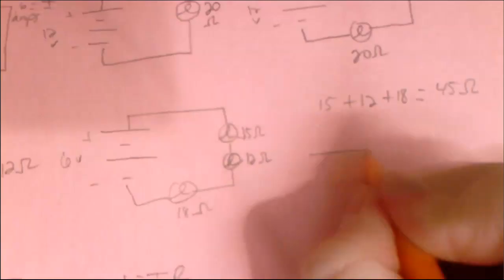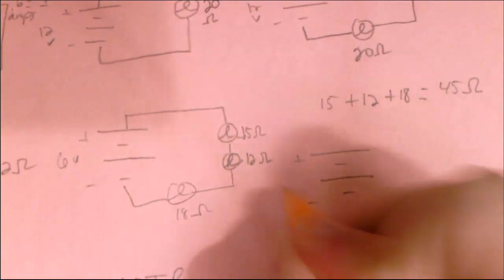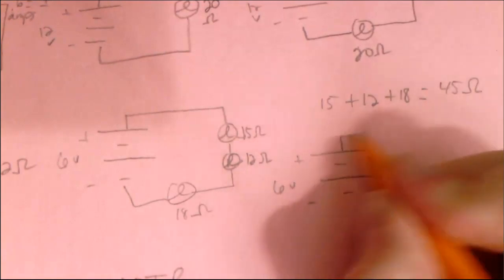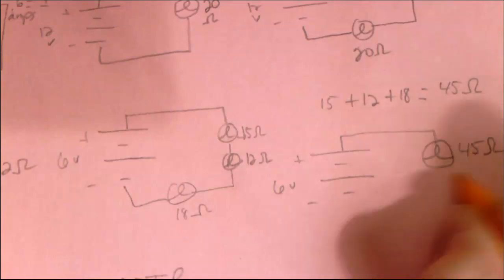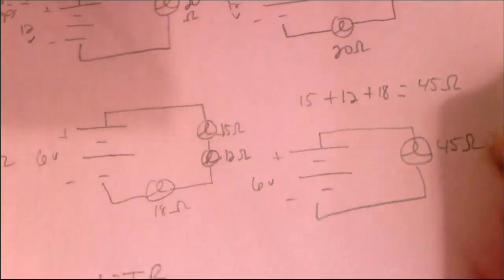And in fact, I can redraw this as what's called a simplified circuit. So here's my battery. And I can redraw this with like one monster light bulb with 45 ohms, because essentially that's what's happening, right? We end up having 45 ohms of resistance due to light bulbs. So I can draw that as a simplified circuit by adding all my light bulbs together.